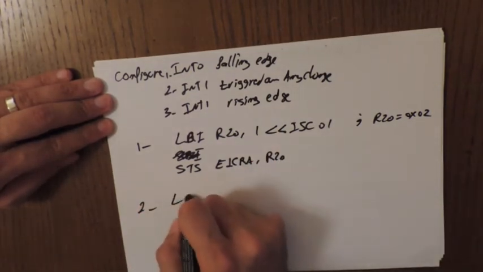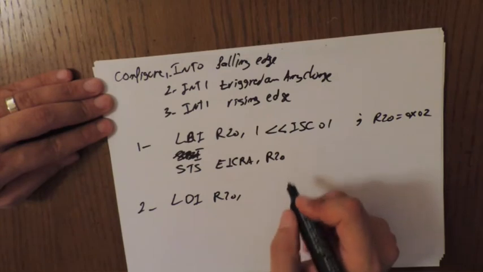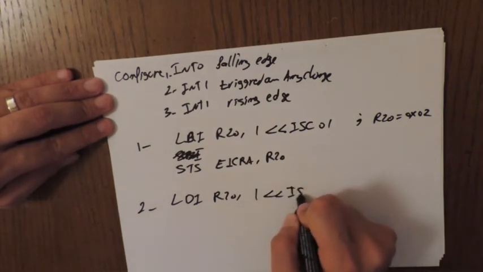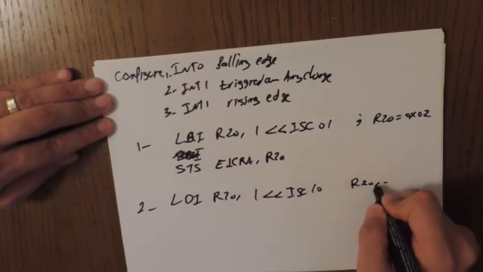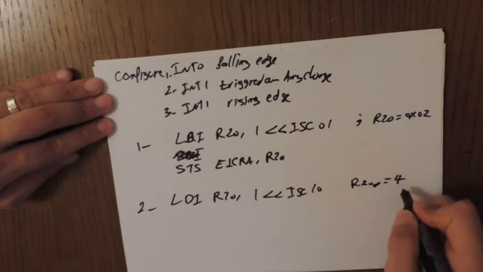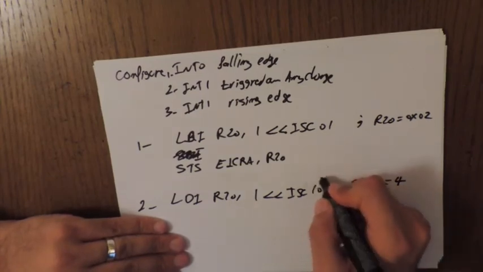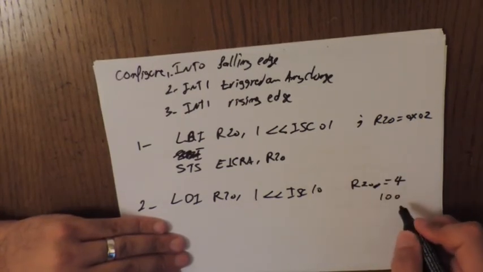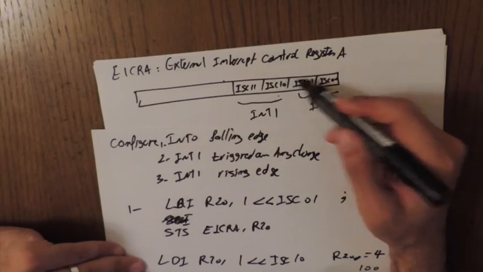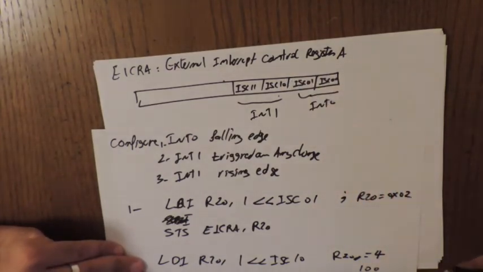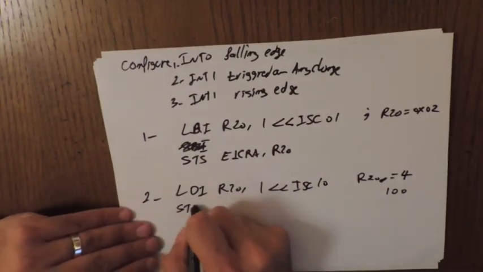So for 2, I can say LDI R20. In this case, I want just triggered on any change. So 1 shifted ISC10. This means R20 is equal to 1 shifted by 4. Remember, ISC10 is bit 4, so 1 is equal to 100. If I look at ISC10, this is 0, 1, 2, 3, so I shift by 4. And then I do STS R20.